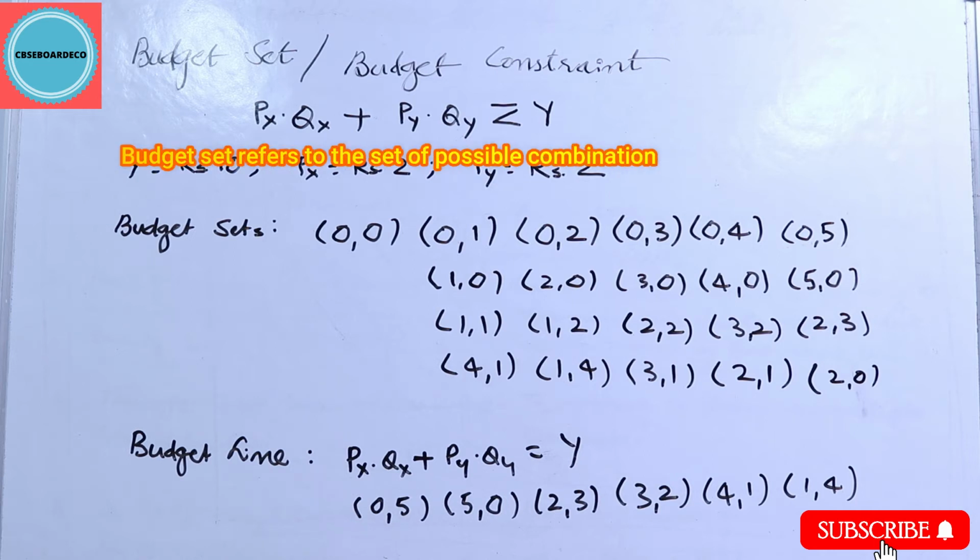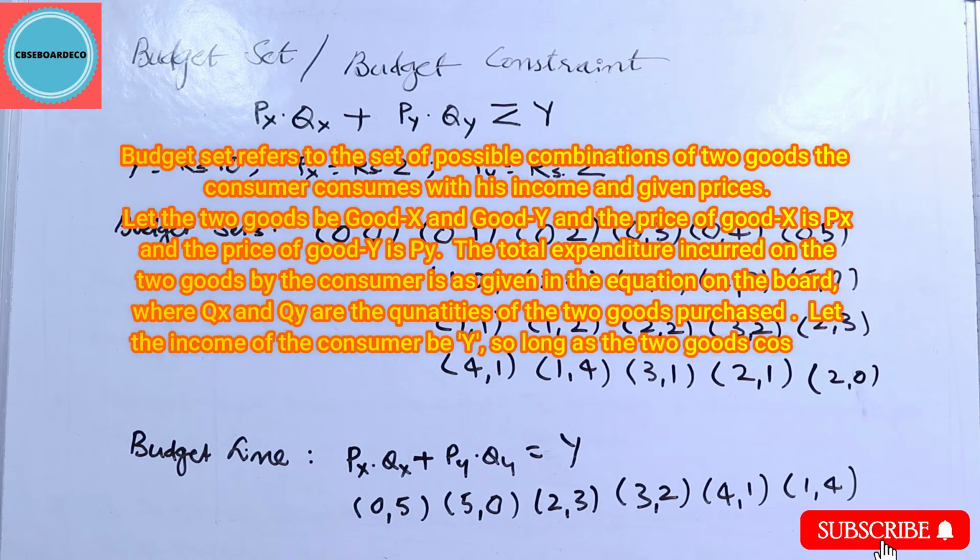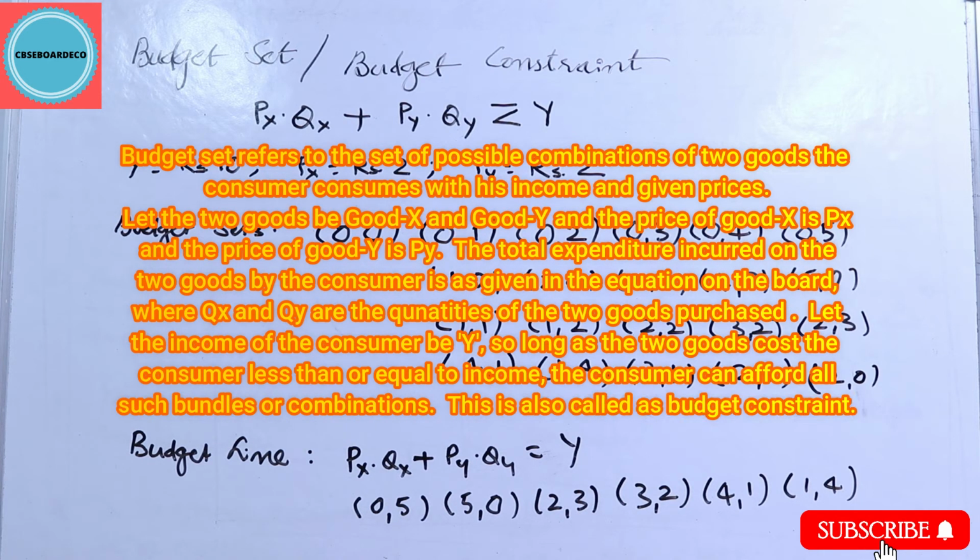Budget set refers to the set of possible combinations of the two goods the consumer consumes with his income and given prices. Let the two goods be X and Y, and the price of good X is Px and the price of good Y is Py. The total expenditure incurred on the two goods by the consumer is then Pxqx plus Pyqy is less than or equal to his income, where Qx and Qy are the quantities of the two goods purchased.